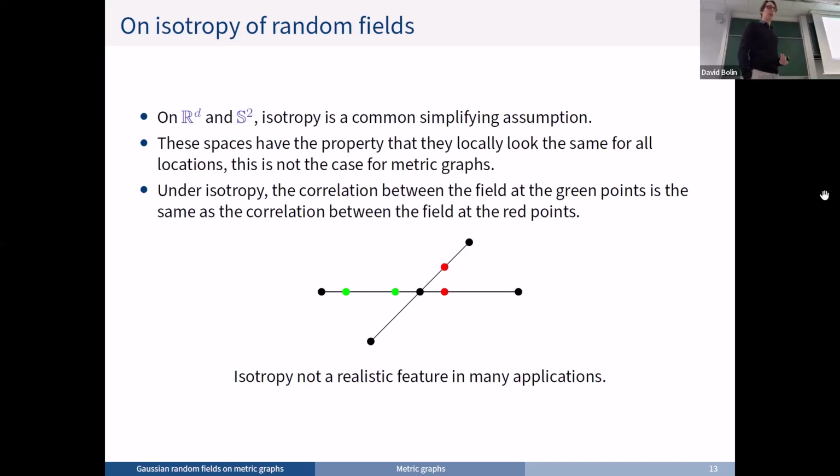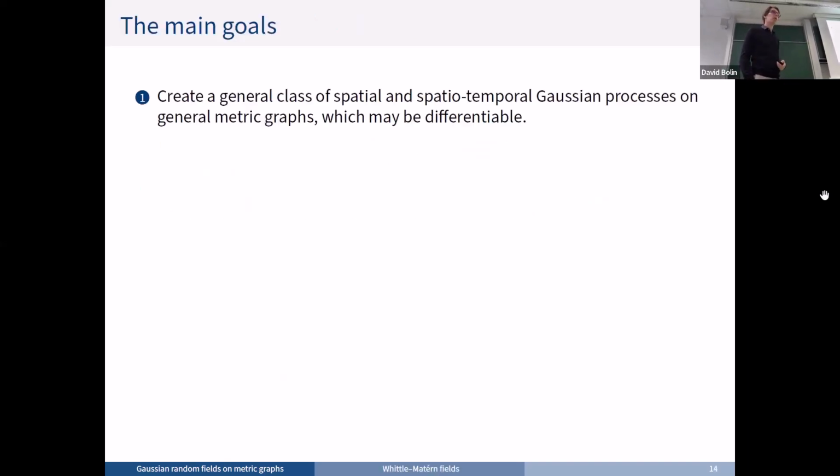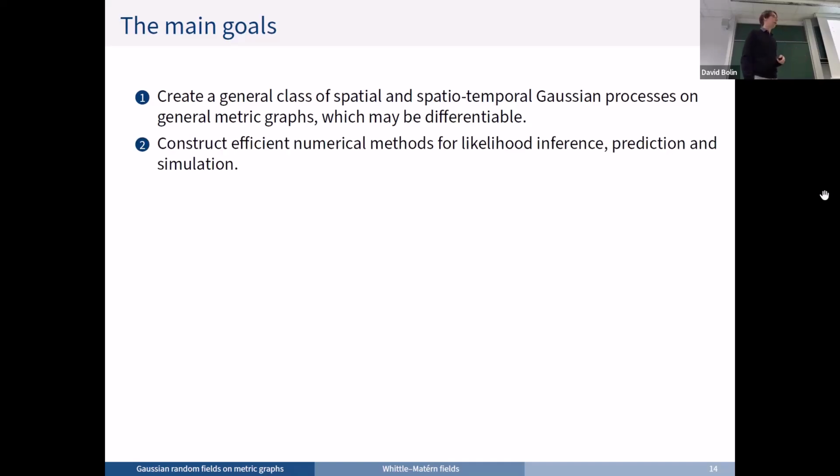Okay, so what do we do instead then? The main goals we had when we started looking at this was basically to create some general class of spatial and spatio-temporal processes that we can also make differentiable. And we wanted to do this in such a way that we still have efficient methods for actually using these for statistical applications.